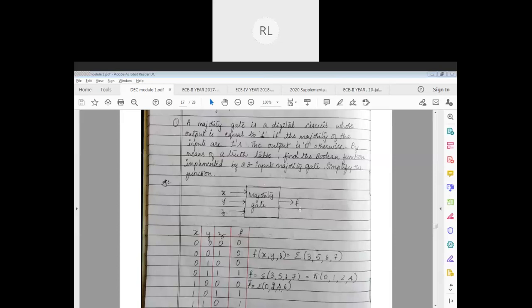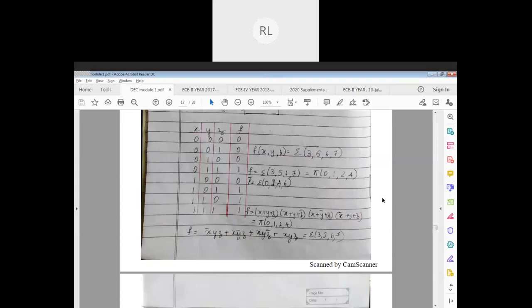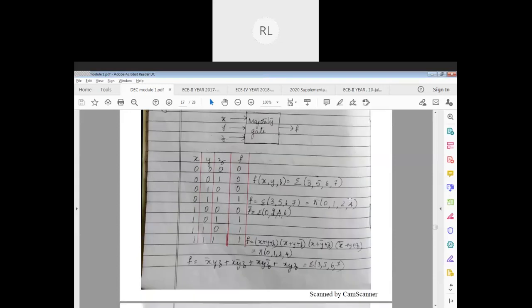So x, y, z I take as my inputs, and my majority gate and my function f as the output. Since I know it's a 3-input function, I know that I have to start from 3 zeros to 3 ones. So 0, 0, 0 up till 1, 1, 1. Now f is not given to us. Now we have to generate this f. How do I generate this f?